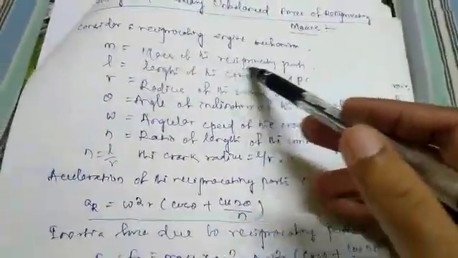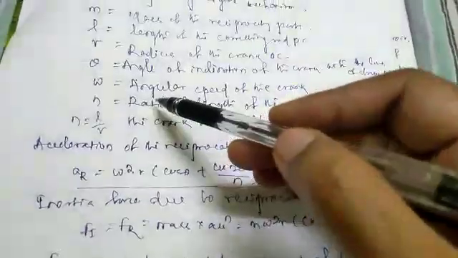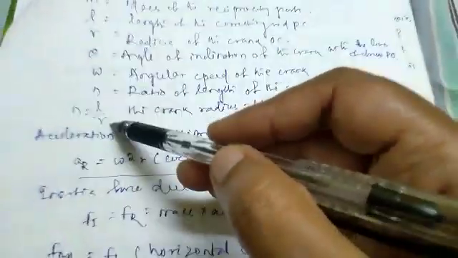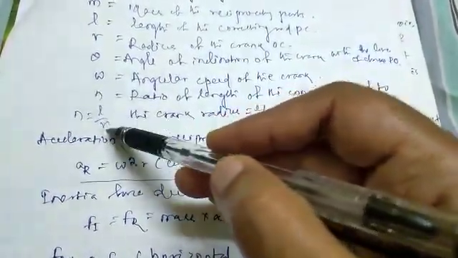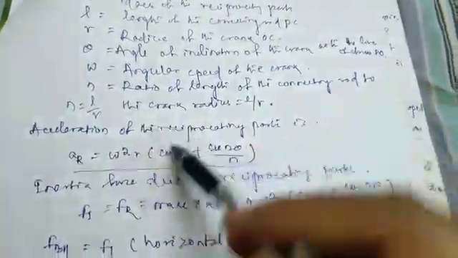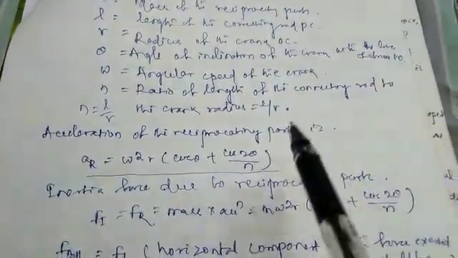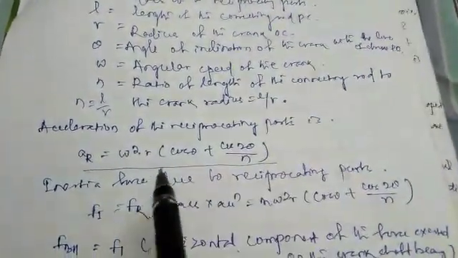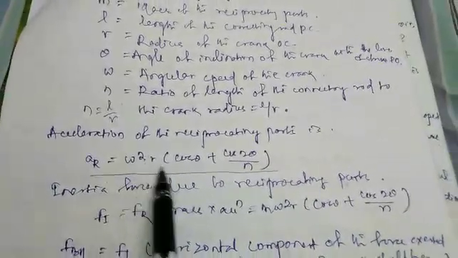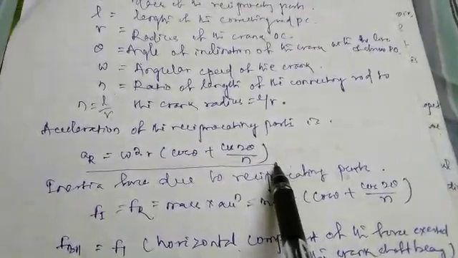Clear? Now we have to find out the expression. These are the notations that are written in your notes, so I am not explaining all this. Only we are taking n is equal to L by R. L is the length of the connecting rod, and R is the crank radius. Clear? The acceleration of the reciprocating part is not in your syllabus, that has already been derived in the previous article, that is ar equal to omega square R, and this is the acceleration of the reciprocating part.